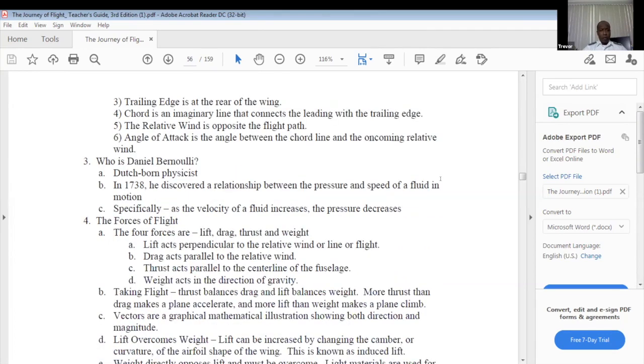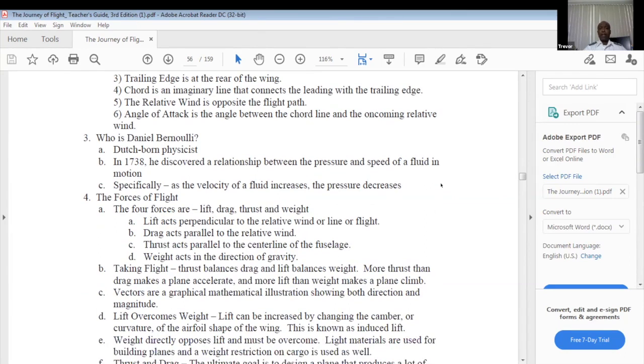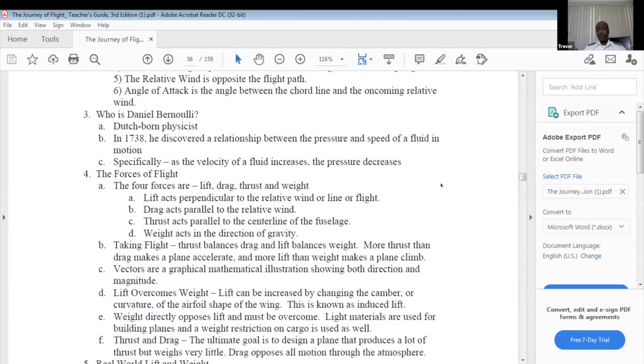Now, Daniel Bernoulli, he's a Dutch physicist. In 1738, he discovered the relationship between pressure and speed. And what he discovered is that if the speed of air speeds up in a venturi, it creates a low pressure on the back end. And if the pressure increases, it creates a low speed.